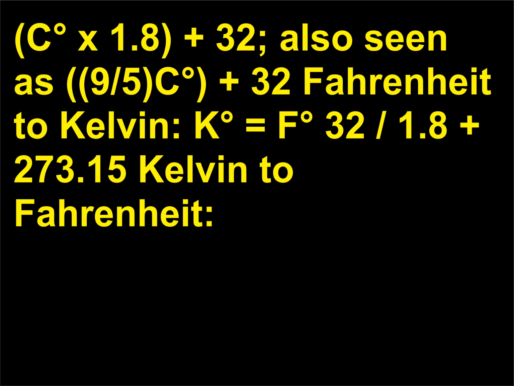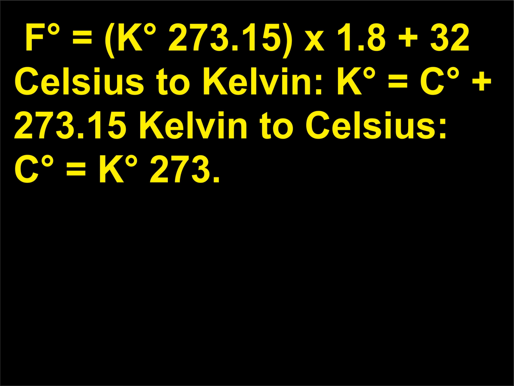Fahrenheit to Kelvin: K degree equals F degree minus 32 divided by 1.8 plus 273.15. Kelvin to Fahrenheit: F degree equals K degree minus 273.15, x 1.8 plus 32. Celsius to Kelvin: K degree equals C degree plus 273.15. Kelvin to Celsius: C degree equals K degree minus 273.15.